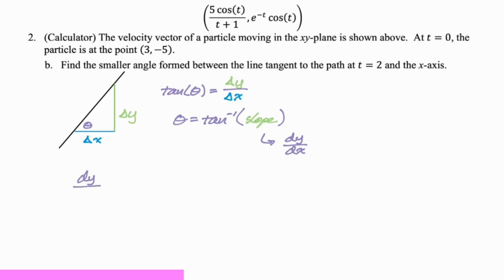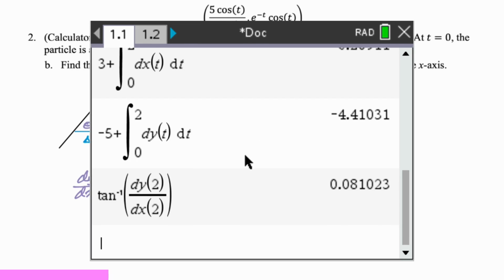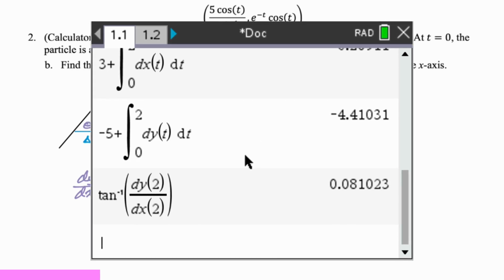All right, so we need to find dy/dx when t is equal to 2, which means we need to show some work, like where dy/dx is coming from. So I'm just going to write, because I already defined them in the previous part, y prime of 2 over x prime of 2, right? It's dy/dt over dx/dt at 2. And so here's a calculator screenshot of what I've done.